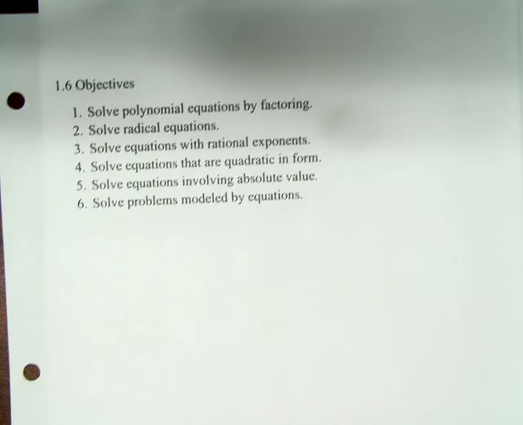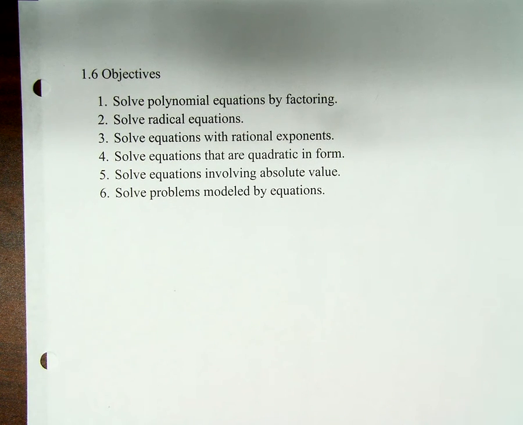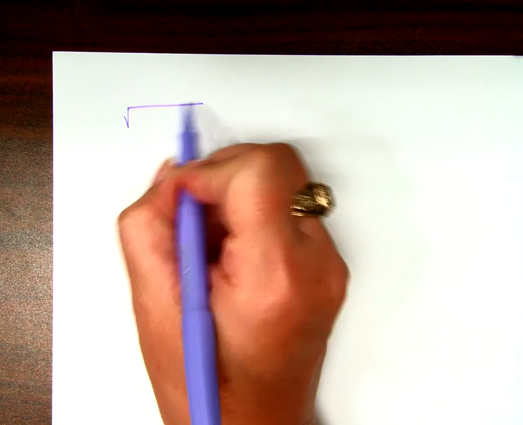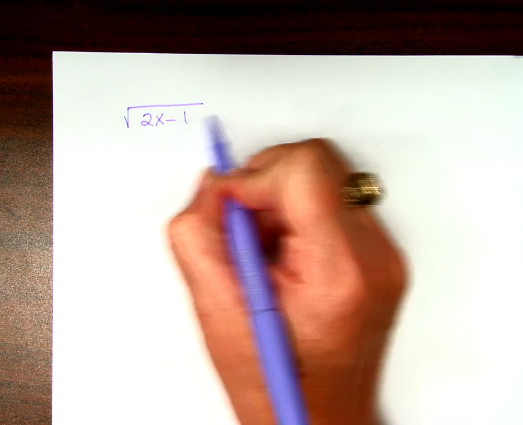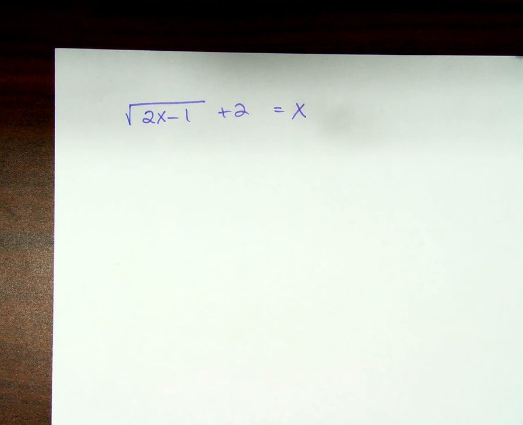The next thing on our objectives is solve radical equations. Solving radical equations implies that we have an equation with a radical in it. Do you remember what a radical is? Root sign. The equation is the square root of 2x minus 1, plus 2, equals x. I'm glad you said root sign and not square root sign, because it may or may not be a square root sign. It could be a cube root or a fourth root or something like that. In this example, it is a square root.